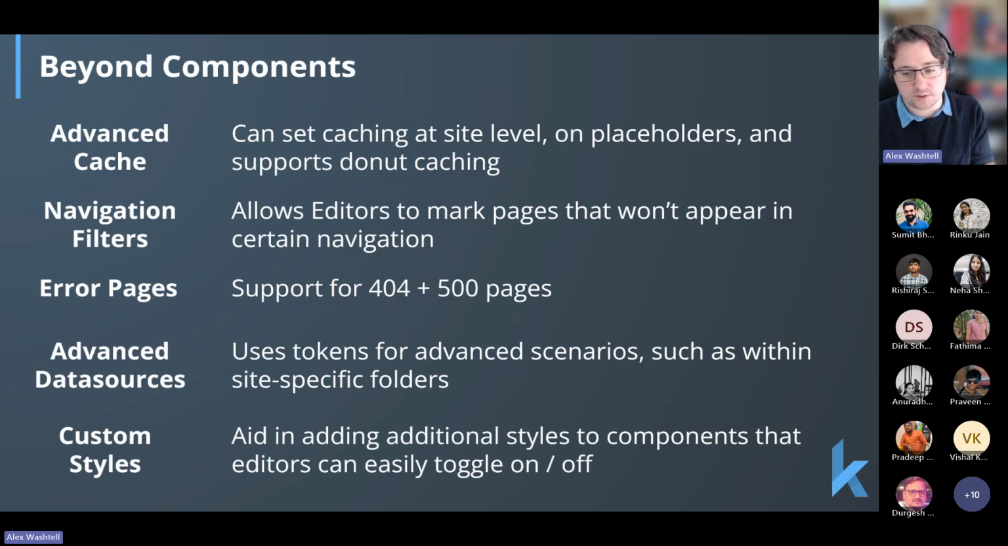And then finally, it's got custom styles, which is kind of like rendering parameters and aids in adding additional styles to components that editors can easily toggle on and off. I can add renderings to the page, and I don't need to create rendering parameters if I want the ability for editors to open up and edit my component properties, and then just check a box that says use dark background or left align, center align. I can just have those, and those will directly tie to some CSS classes that will get added to the component. So those are really useful to add to your renderings.